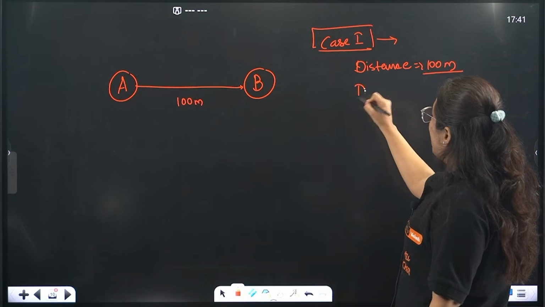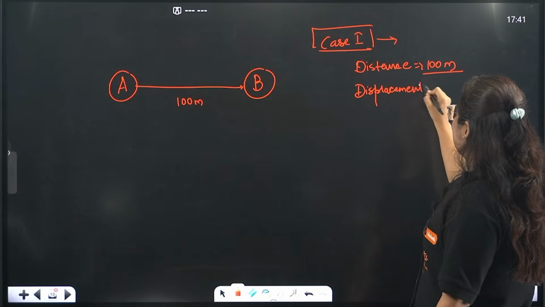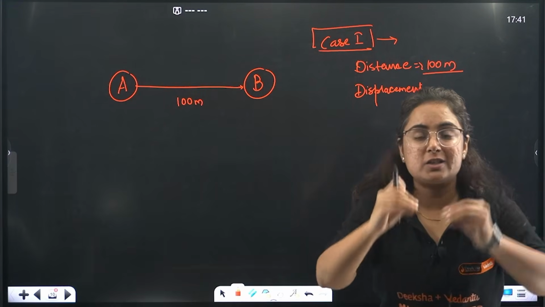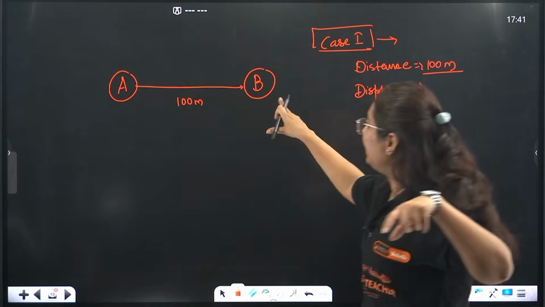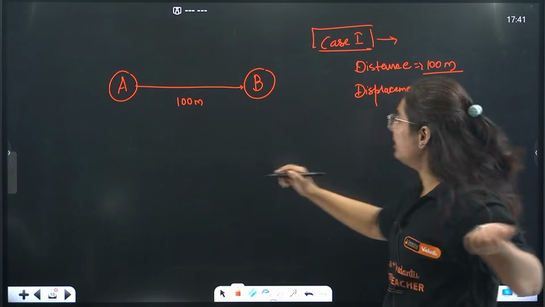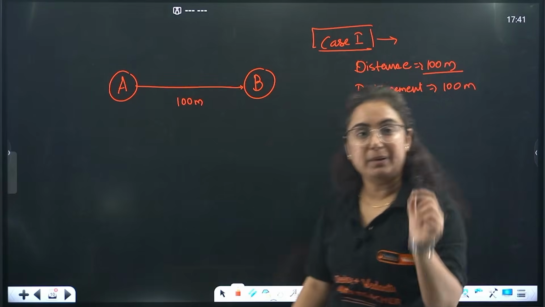Right? And when I talk about displacement, it is basically the shortest distance between two points, the point A and point B. What is the shortest distance? 100 meter. In this case also, your displacement will be 100 meter.